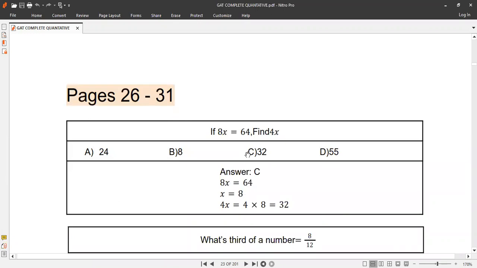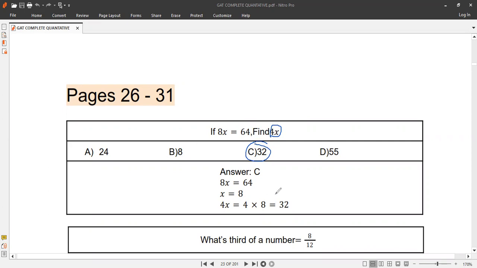But you want 4x. I'm sorry, guys. In this question, they want 4x. I thought they needed to find x. If you find x equals 8, you multiply it by 4. So it's 32. So after you find x, it becomes easy, whatever they want.